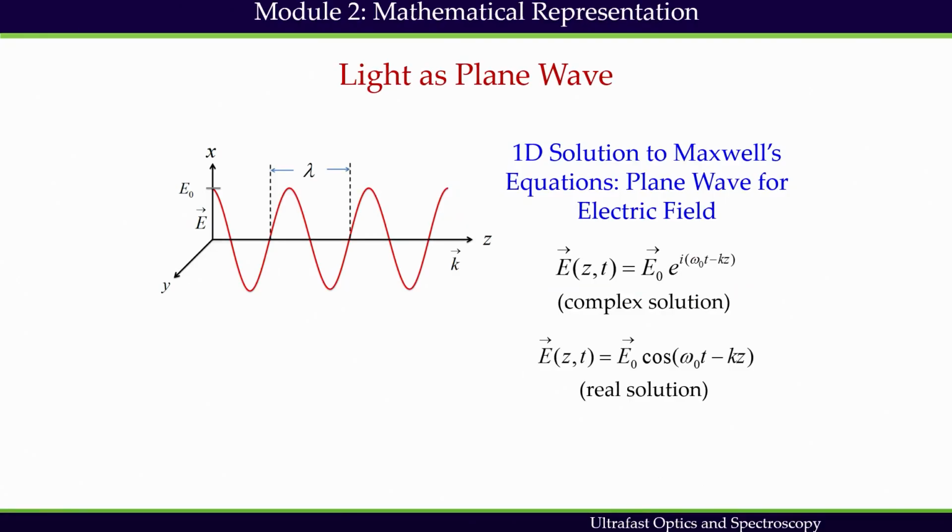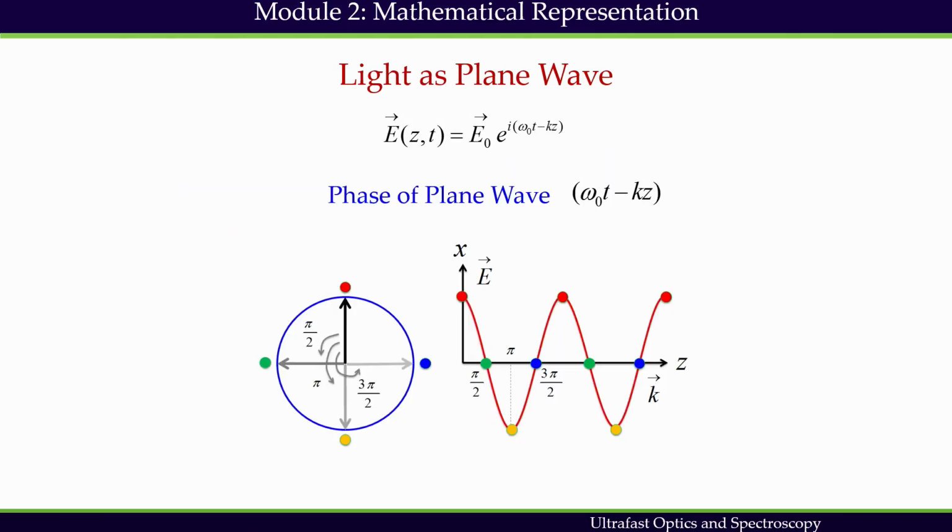We must note here that the actual electric field is the real part of the solution, and the real part of the solution is given by cos(omega naught t minus kz), which is nothing but an amplitude modulated cosine wave. Its electric field oscillates on the xz plane. This is the plane x and z. On this xz plane, the field is oscillating and the propagation direction is along this z direction.